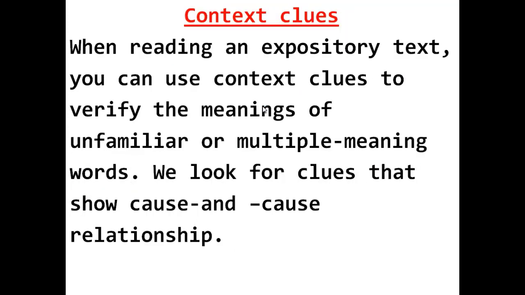Context clues are like hints and signs. When reading expository text, you can use context clues to verify the meaning of unfamiliar or multiple meaning words. We look for clues that show a cause and effect relationship. From clues we can come to know the meaning.